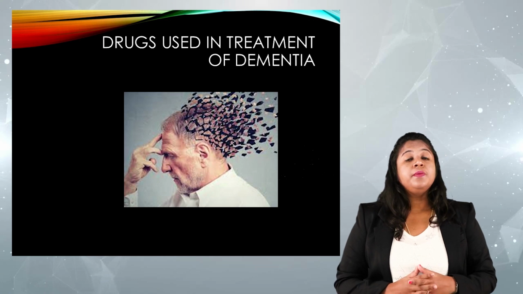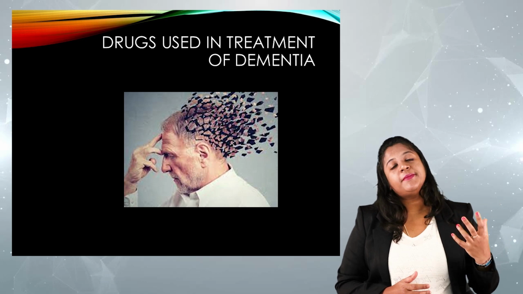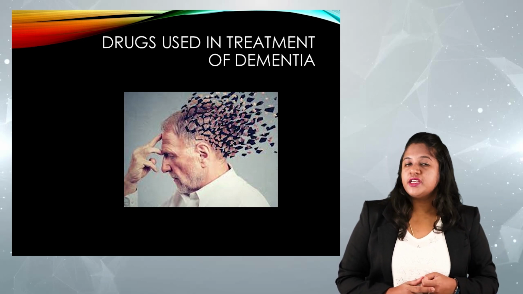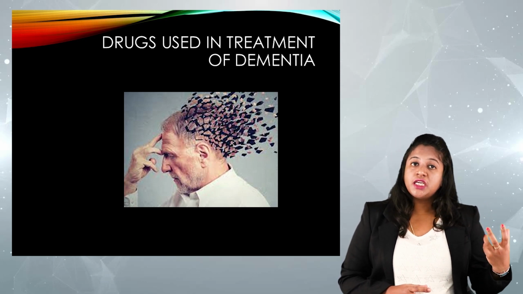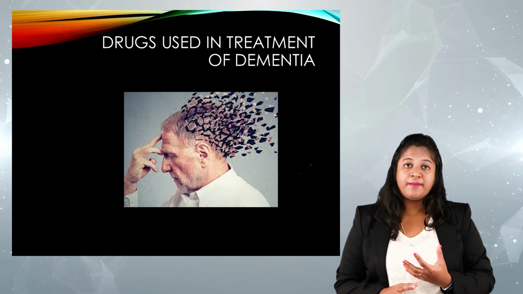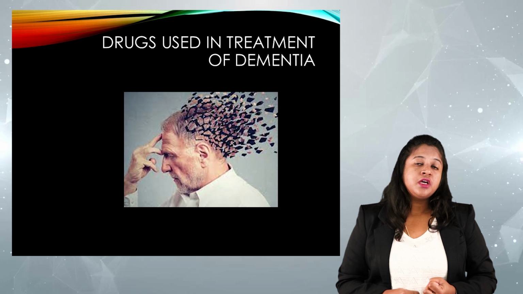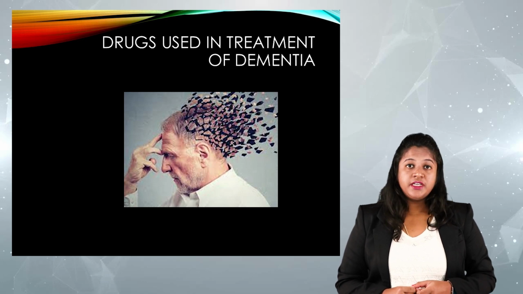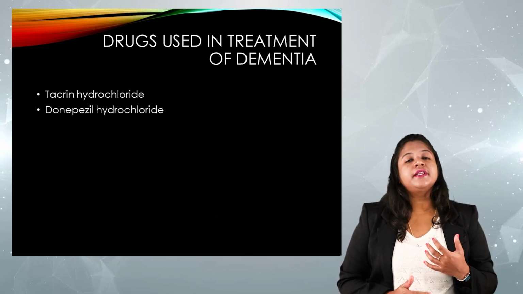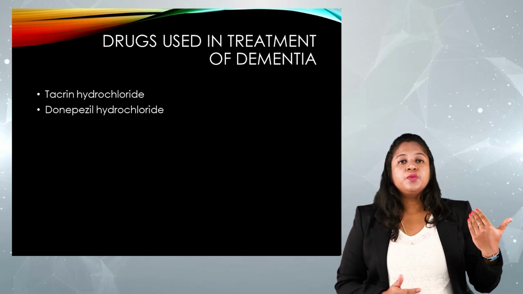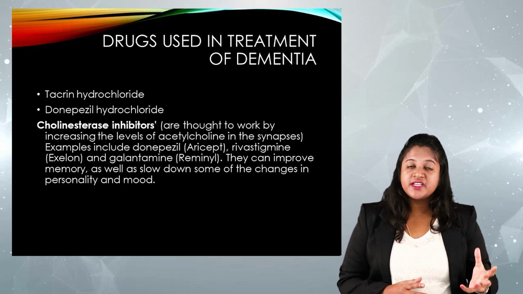Moving on to the next group, the drugs used in the treatment of dementia. You know very well, dementia is an organic brain disorder wherein the person has difficulty with memory and is not able to remember. So we have a few drugs which are used for improving the memory of the client. Number one, tacrine hydrochloride. Number two, donepezil hydrochloride. These are the groups of drugs that we are using, and they are thought to be cholinesterase inhibitors.